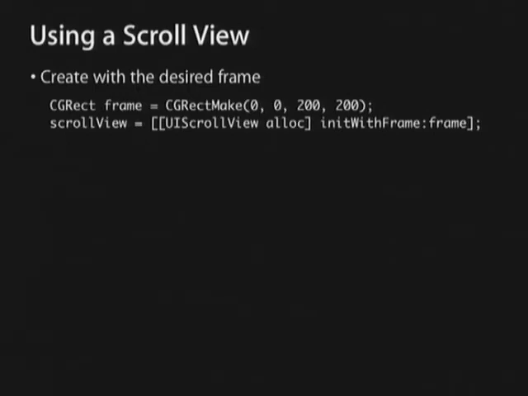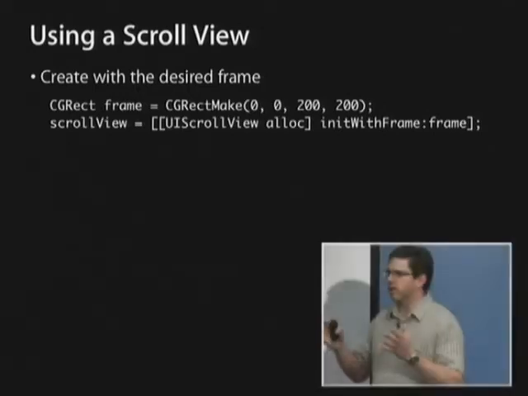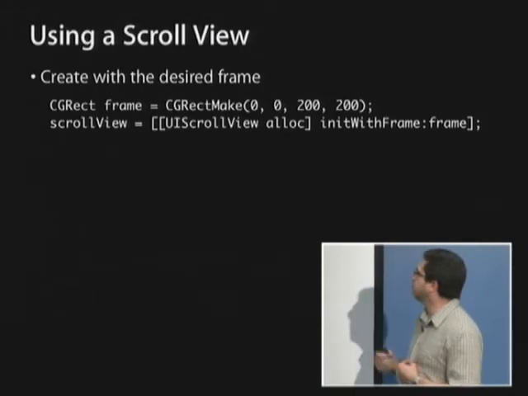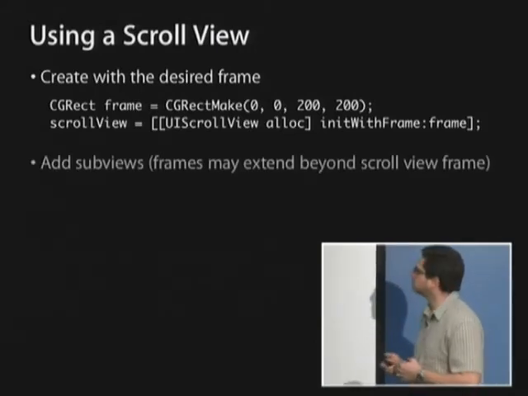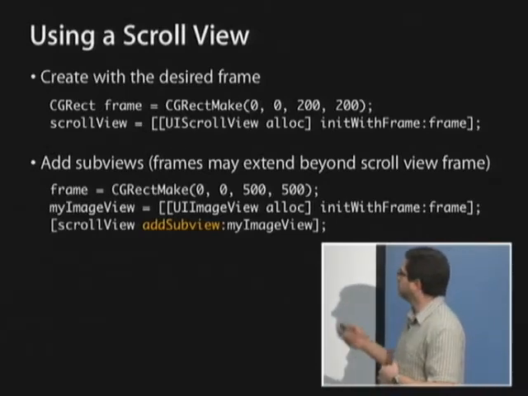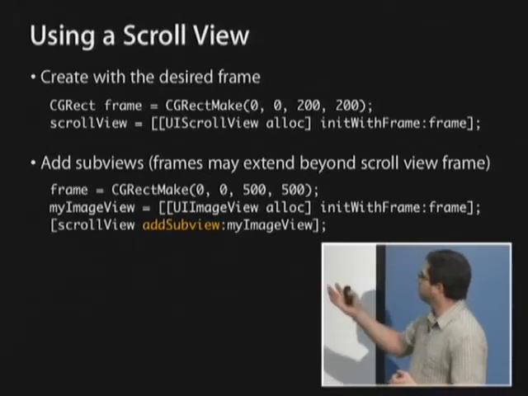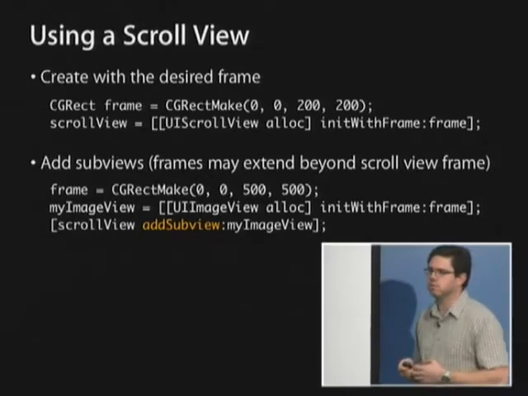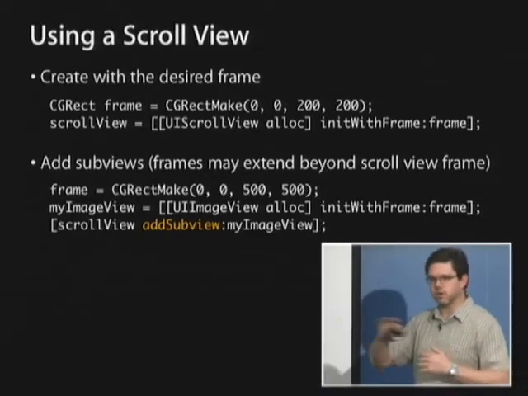So to use one of these, we first just need to create one, and you need to specify where it lives on the screen. You do that by initializing it with a given frame. And then you can add subviews wherever you want. Here, for example, we've added an image view with a larger frame than the scroll view. It's an image view that's obviously much bigger. You want to be able to pan around in it.